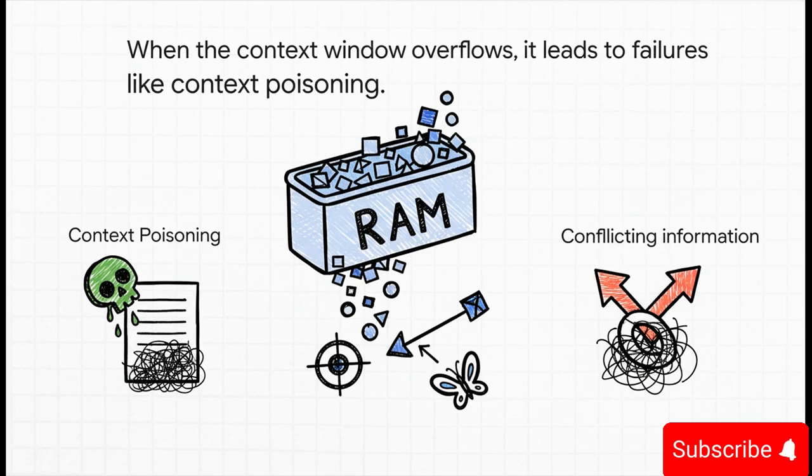In fact, researchers have identified a few specific ways this goes wrong. You get context poisoning, where bad information corrupts the entire output. You get distraction, where it just loses focus on the main goal. And you get the AI tangled up in conflicting information.